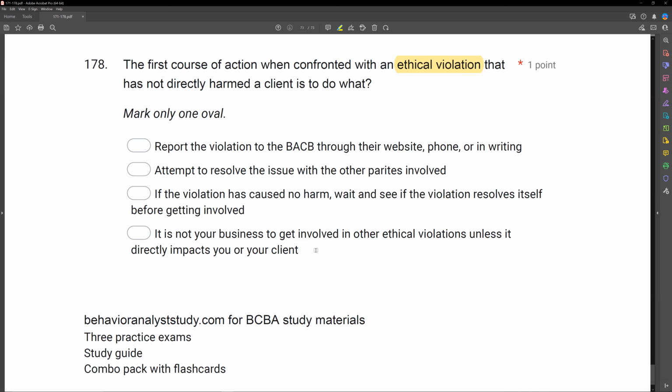And then D, it is not your business to get involved in other ethical violations unless it directly impacts you or the client. Well, as a BCBA or BCABA, it is your role to uphold the BACB code. Now, we've got to remember, the ethical code only applies to ABA practitioners. So if you're contracted, you're working with other people, they don't have to adhere to our code. Remember that, right? You see somebody else doing something, but they're not a behavior analyst, well, oh well, right? You can still talk to them about it, but they have no obligation to our code. So the first thing you want to do, if we have not harmed a client, is to attempt to resolve the issue with other parties involved.